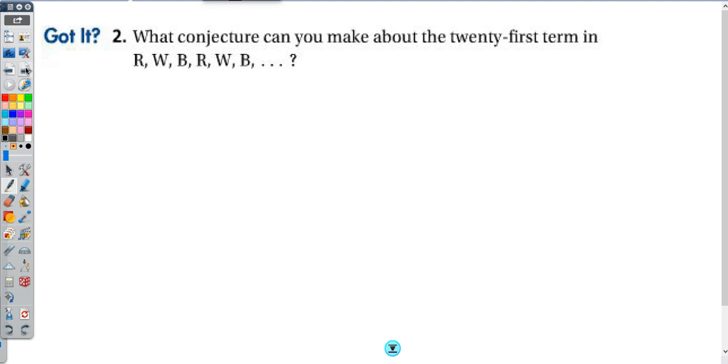So there's a pattern here. It says, what conjecture can you make about the 21st term in R W B, R W B? That's going to keep going. So what conjecture can you make about the 21st term? Take a second and try it out.